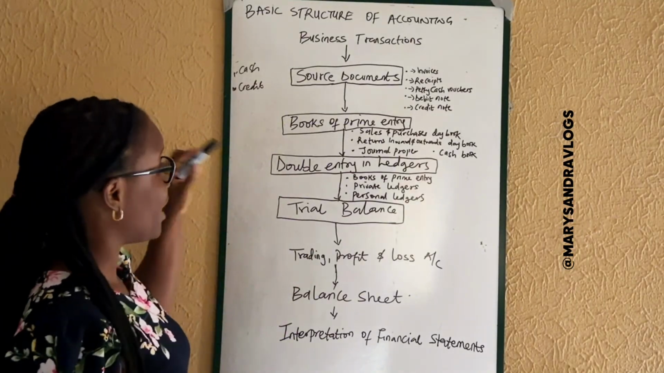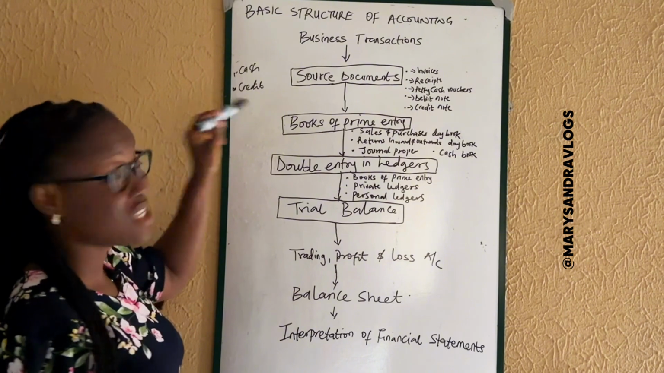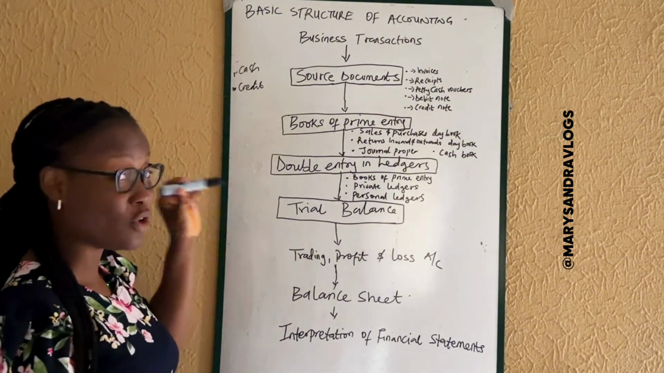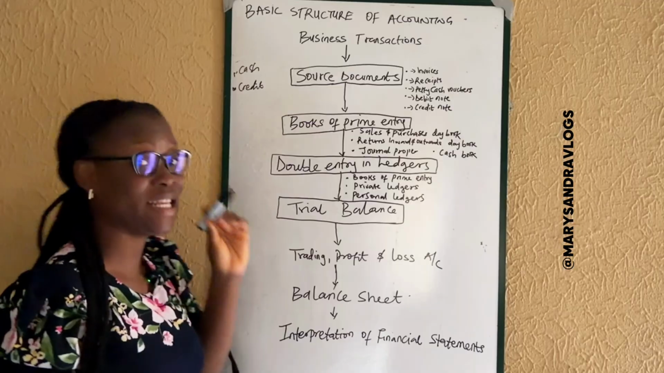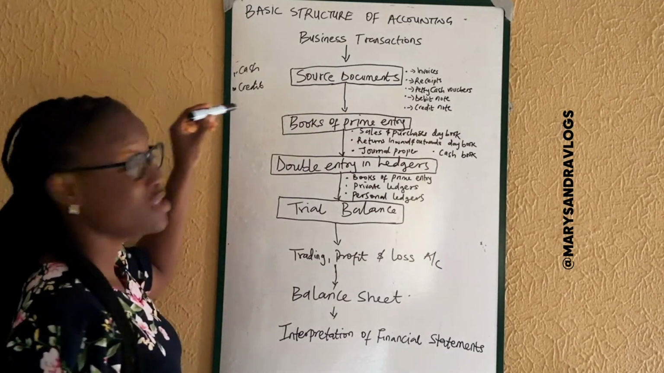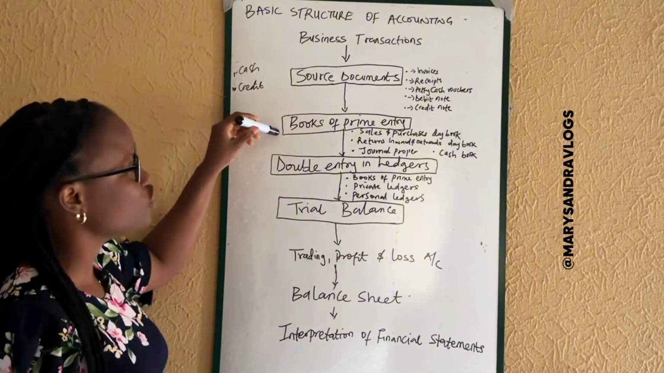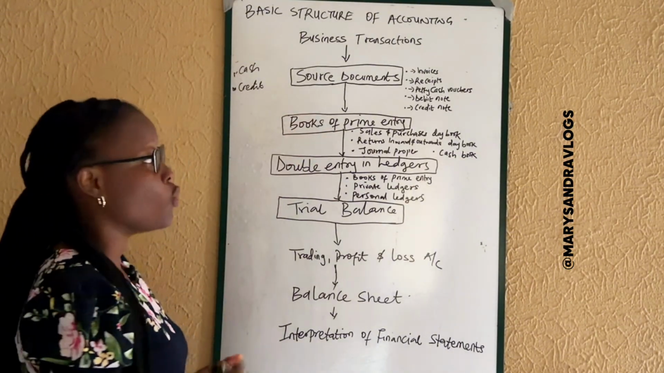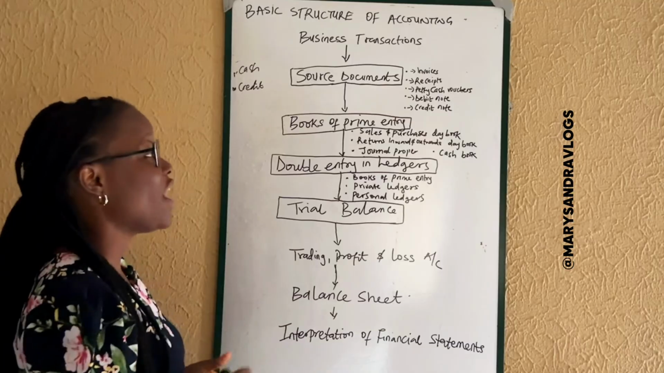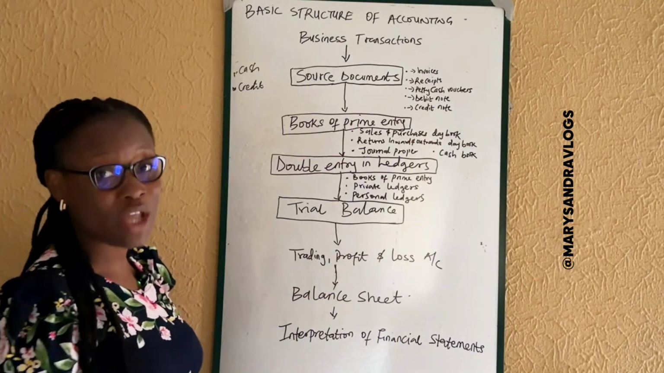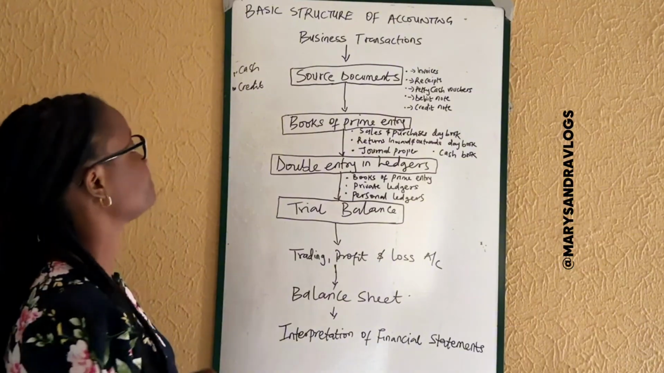I remember I made mention of the fact that when a business transaction occurs and you pay on credit, you're not paying immediately, you're paying at a later date. It means it's a credit business transaction. So those natures of transaction go into the books of prime entry. We have the sales day book, the purchases day book, the return inwards day book, the returns outward day book, the journal proper, and the cash book.